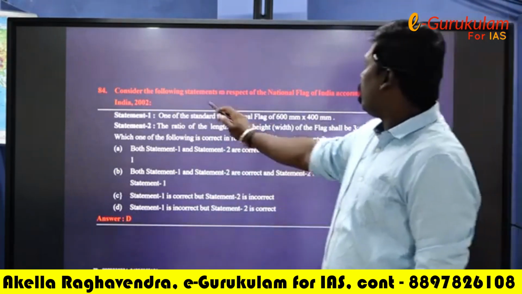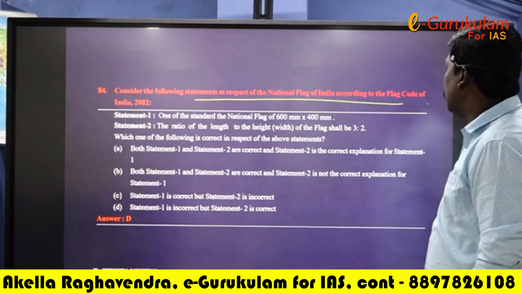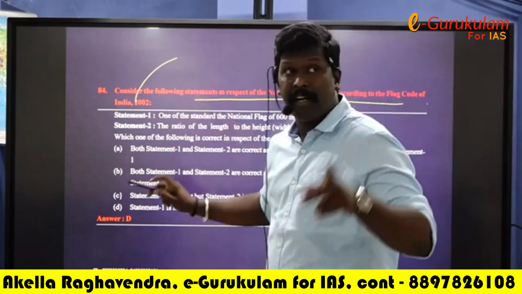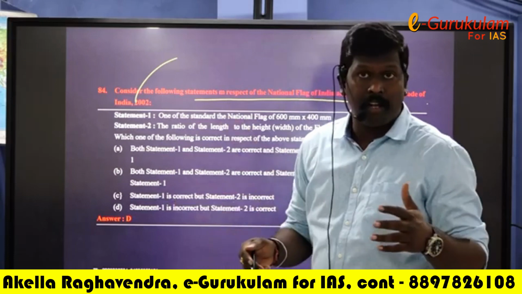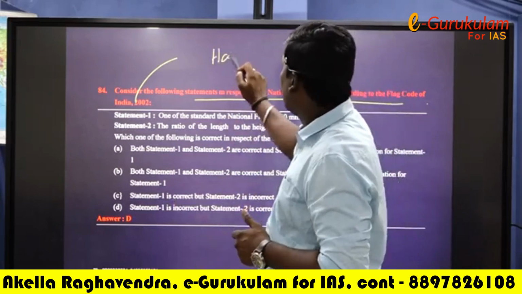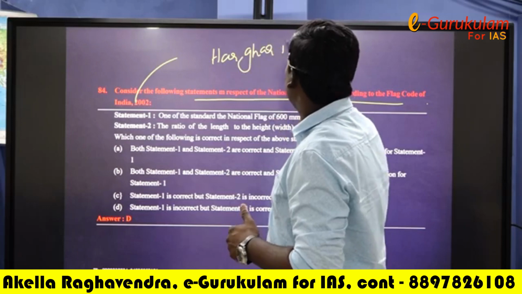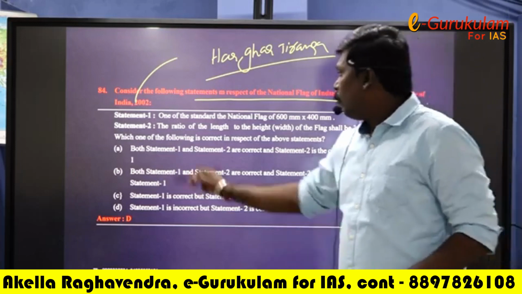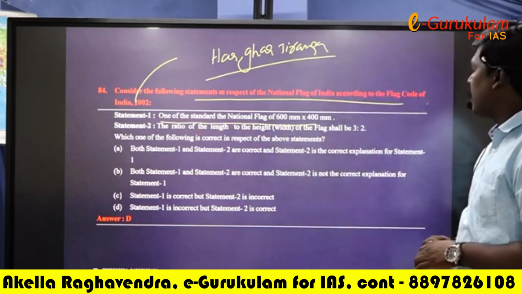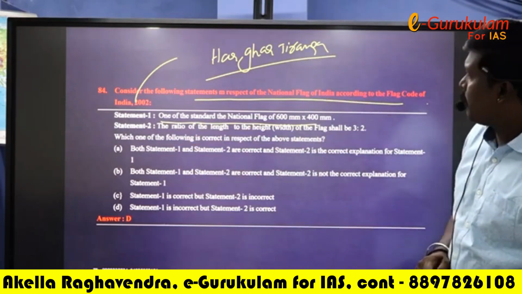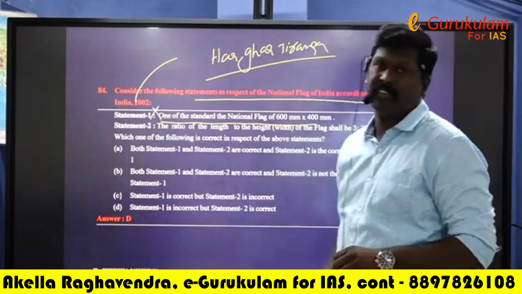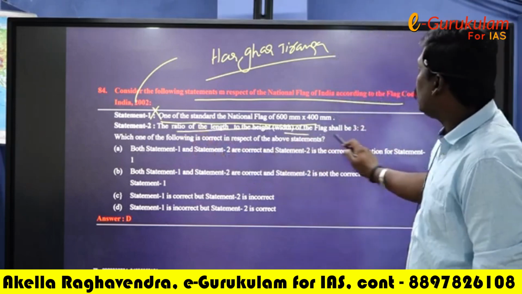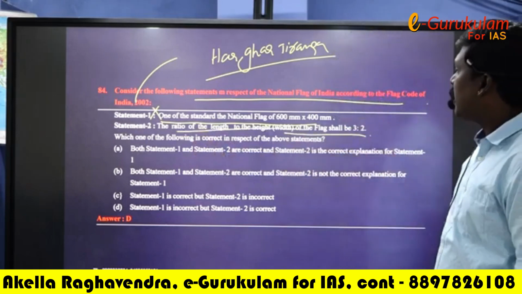Consider the following statements with respect to the national flag of India according to the Flag Code of 2002. See, this was recently amended when the Government of India launched a program called Har Ghar Tiranga. So that is the reason this question is asked. One of the standards of the national flag is 600 by 400 millimeters. No, this is wrong. It is 900 by 600 actually. The ratio of length to height is 3:2.